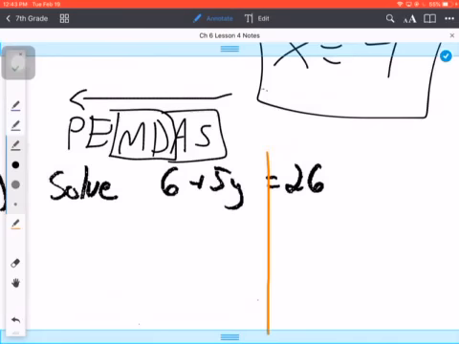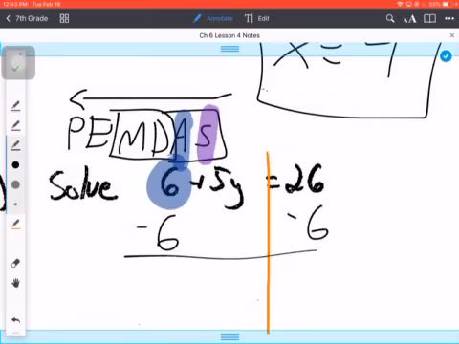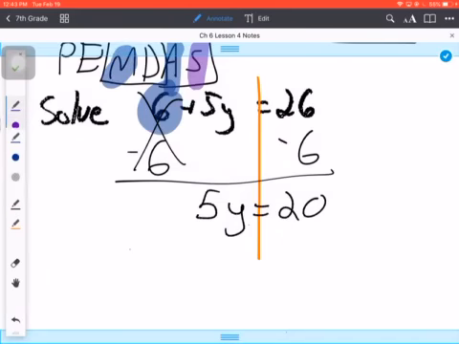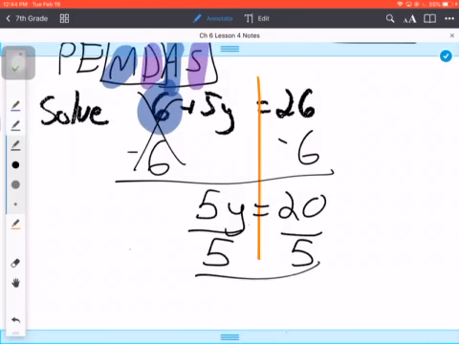So there is no subtraction, but there is addition, really. Right here, this 6 is a positive. So there is addition, so I'm going to undo that by subtracting. Creates a 0 pair. I'm left with just 5y equals 20. Looking at this again, there is multiplication, so I'm going to undo that by doing division. And I'm left with just y equals 4 again.